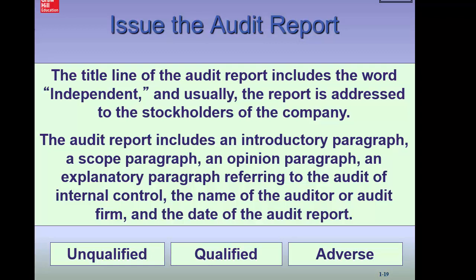A qualified opinion essentially is where we are expressing a qualification to our fair presentation. So in a qualified opinion, we may say something to the effect that the financial statements present fairly in all material respects except for, and then we will express our qualification to our fair presentation opinion. An adverse opinion is one where we are saying that the financial statements do not present fairly.